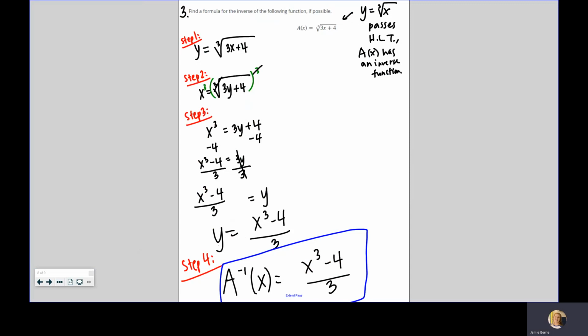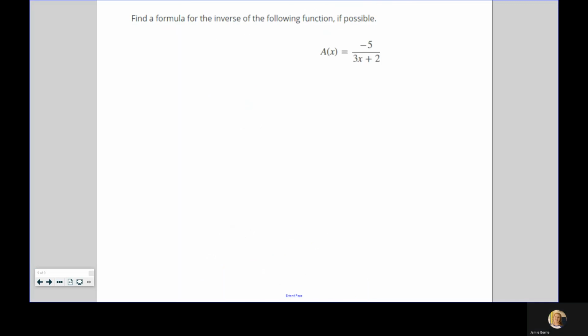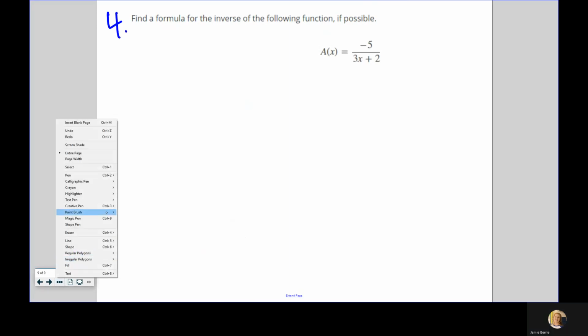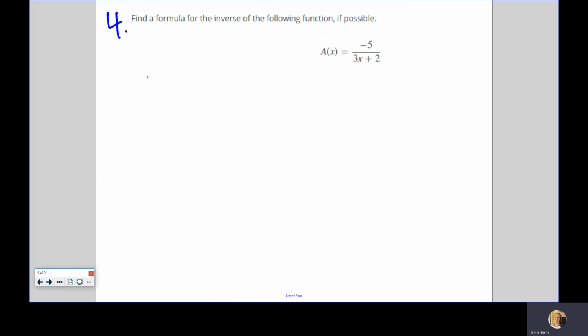We have one more. So let's do this again. This will be number 4. It says find a formula for the inverse of the following function if possible. This one is also named a. So again, step 1 is to replace a of x with y or f of x, whatever your function notation is. Then you are going to interchange x and y.